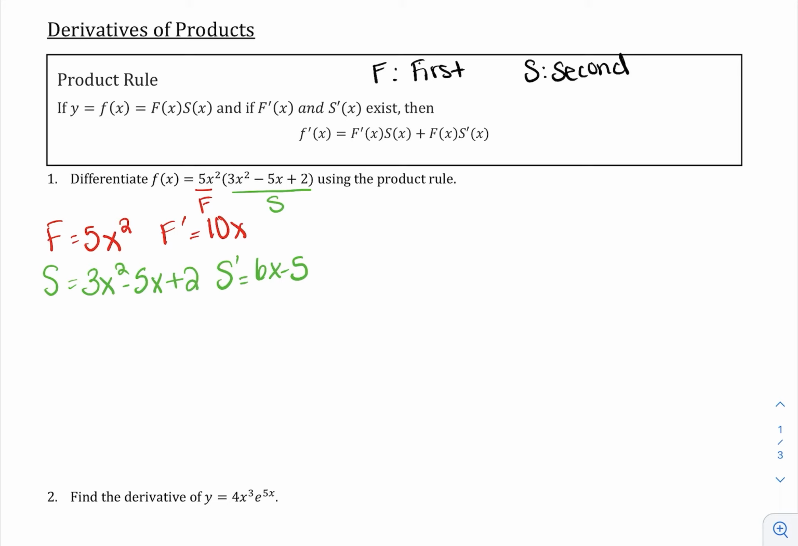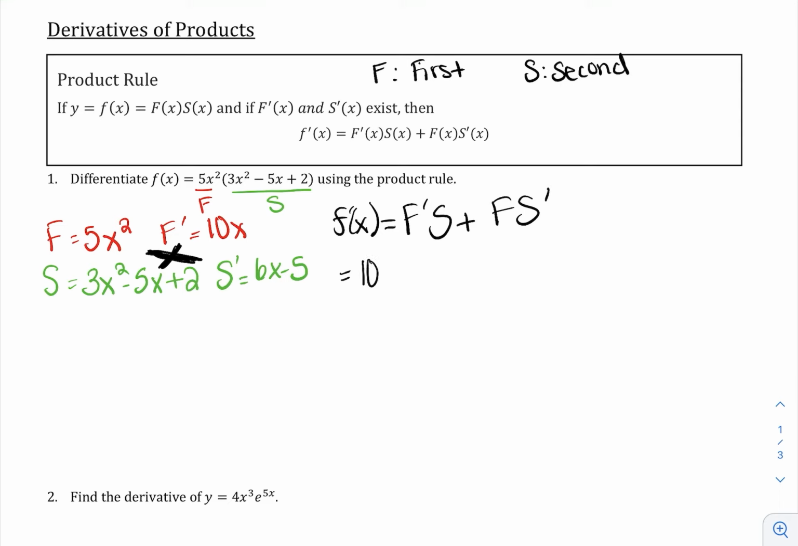If you've taken another calculus class before, sometimes they use little f and little g. This is the first time I've seen a book using big F and big S, but it makes sense, like F first and S second. I kind of like it. So we have f prime of x, and I'm going to rewrite the formula: F prime S plus F S prime. So this is going to equal, and if you like, you can do a little x here. That's another reason why it's good too, because they go across from one another.